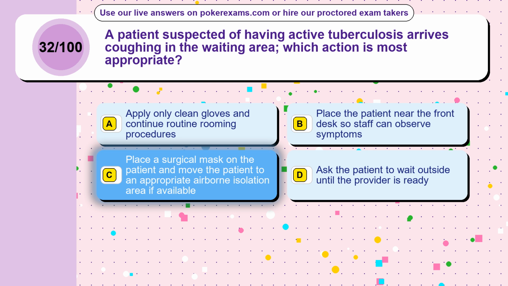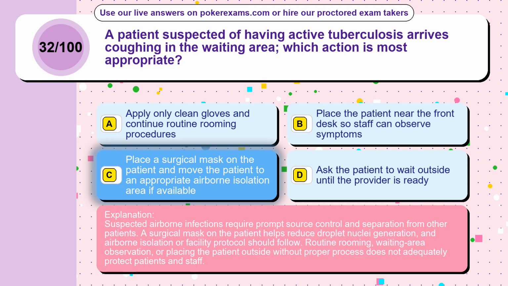The correct answer is option C. Place a surgical mask on the patient and move the patient to an appropriate airborne isolation area if available. Suspected airborne infections require prompt source control and separation from other patients. A surgical mask on the patient helps reduce droplet nuclei generation, and airborne isolation or facility protocol should follow. Routine rooming, waiting area observation, or placing the patient outside without proper process does not adequately protect patients and staff.